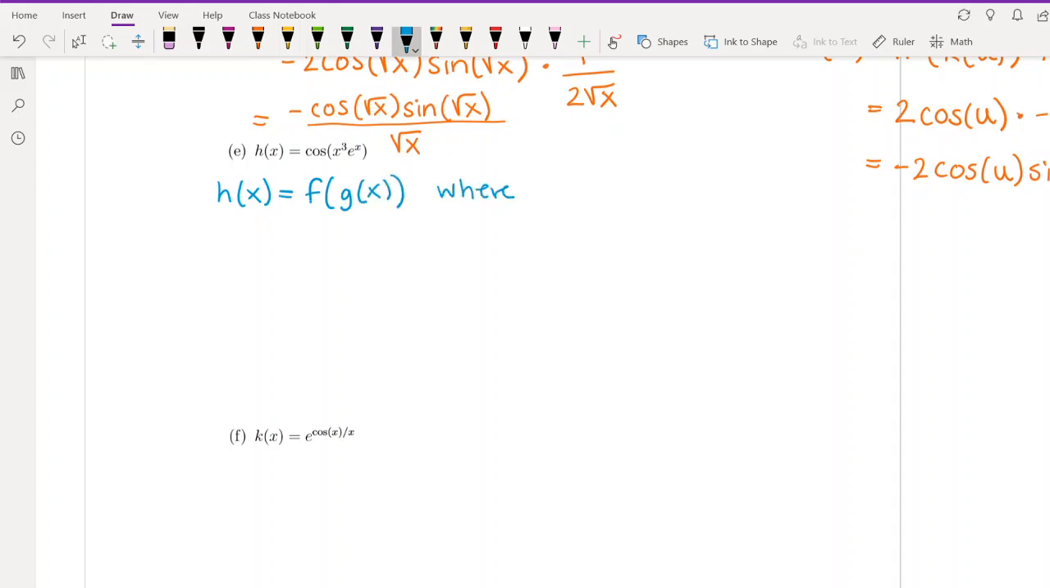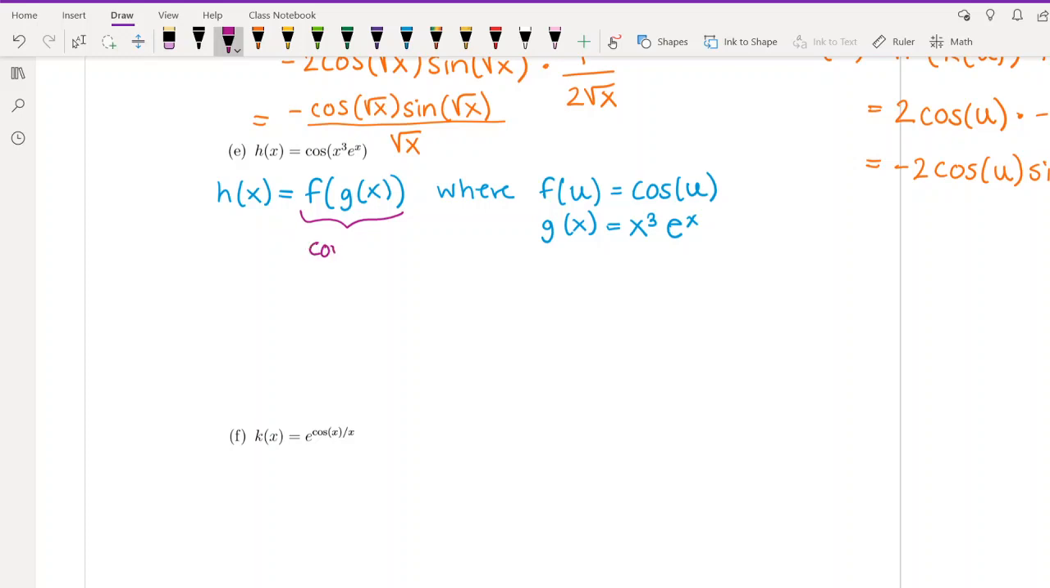And so our outer function would be cosine of u, and our inner function would be x cubed times e to the x. And so notice that this is a product. And so what that means is that when we go to find the derivative of g of x, we're going to have to use the product rule. But let's first start by writing down, and actually, to be consistent with my color, I'll use a different color over there. We first want to start with what this function is on the outermost level.